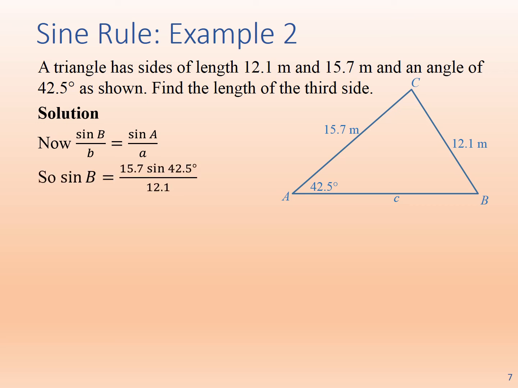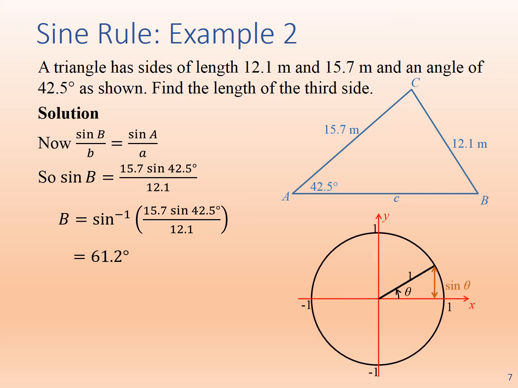So we'll substitute all the values in that we know and then calculate it out on our calculator. Now we need the angle, so we'll have to use inverse sine here, and we will get 61.2 degrees as our answer. Now that angle is the angle shown in the first quadrant there, but there is another angle in the second quadrant that also has the same sine.